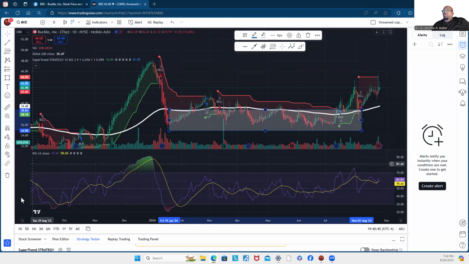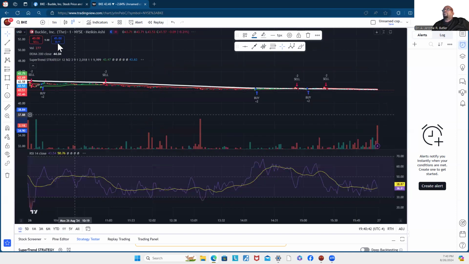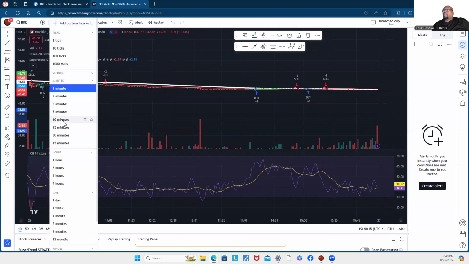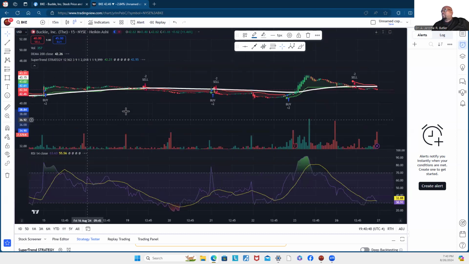So now that's on the daily. Let's go to the 15-minute. And I think it's probably in a downward trend on the 15-minute. On the 15-minute, you can see it's on a downward trend.